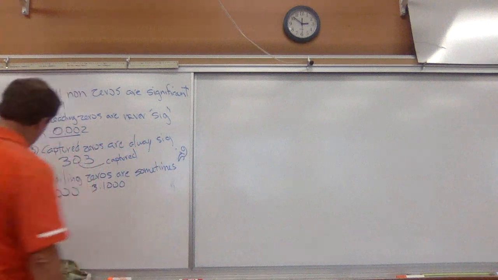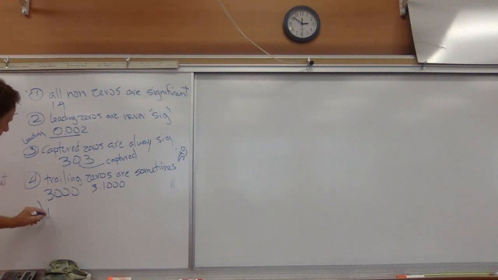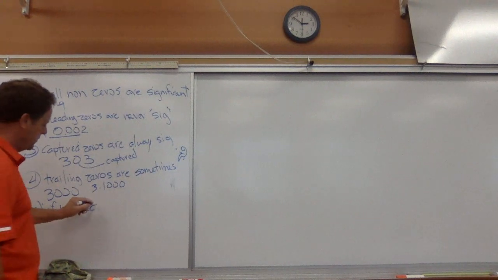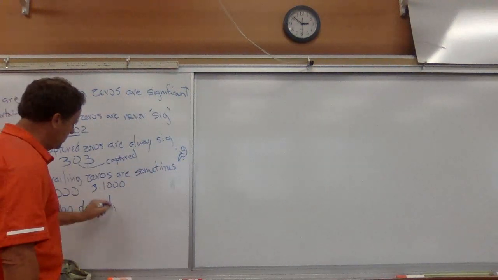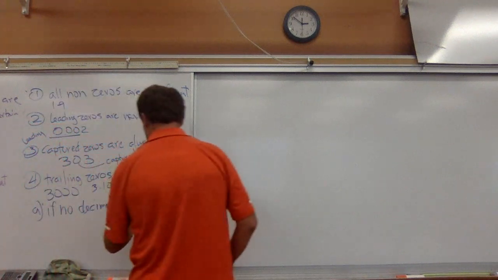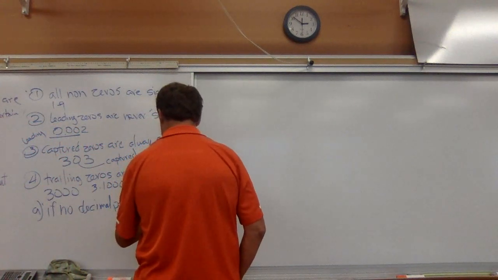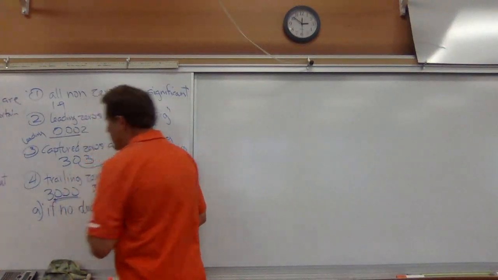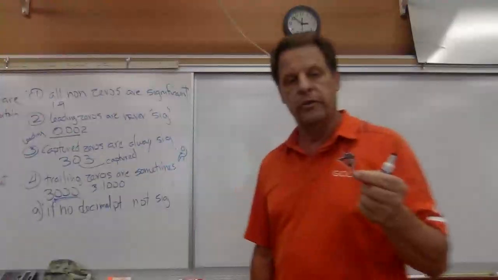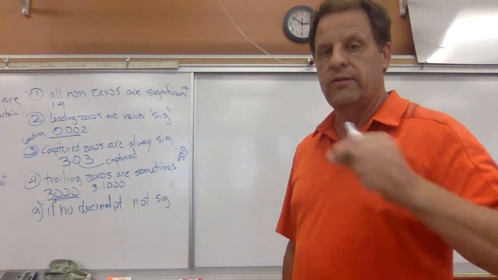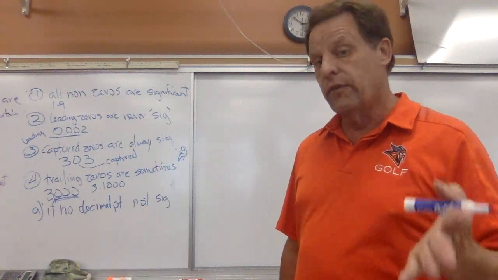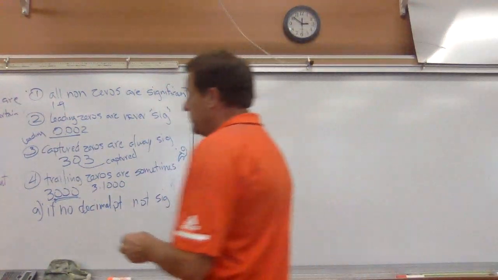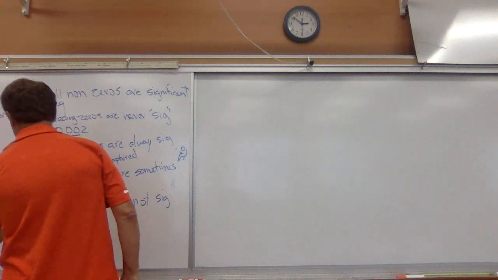Okay, so two parts here. If no decimal point, they are not significant. Okay, so those 3 zeros are not significant. Then if they're not significant, why are they there? Okay, these become placeholders.